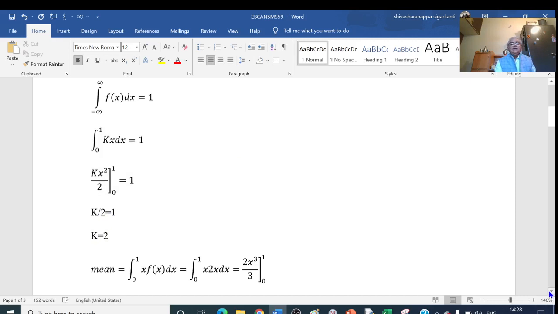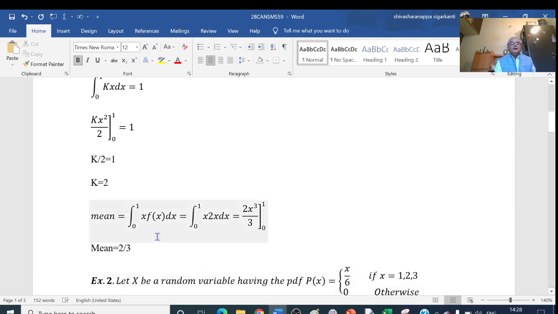And we have the mean, which is defined as the integral from 0 to 1, because the function is defined only between 0 and 1. Therefore, I am considering only from 0 to 1. Mean is defined as the integral from 0 to 1 of x into f(x) dx. This is equal to the integral from 0 to 1 of x into f(x), which is kx, where k equal to 2 here.